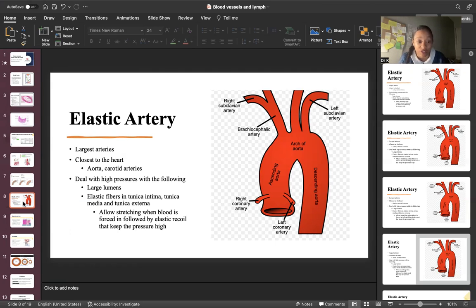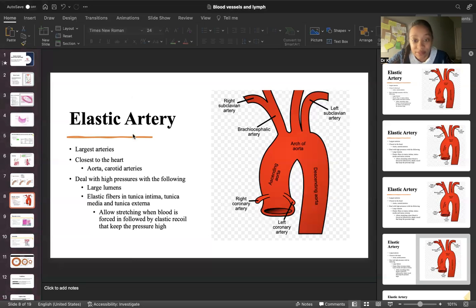And that's your elastic artery. These elastic arteries deal with high pressures, and they usually have big lumens, right? They're going to have elastic fiber in the intima, media, and externa. And like I said, they're involved in the elastic recoil, which helps with the regulation, with the constriction and the vasodilation of the blood. Does that make sense? Yeah, that makes sense.